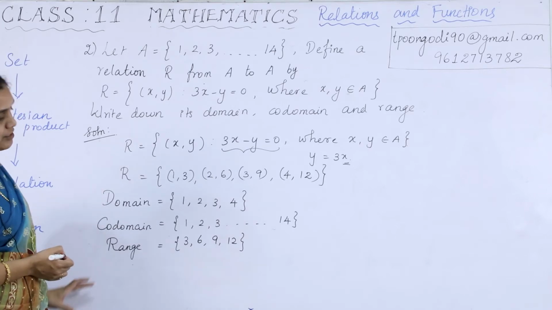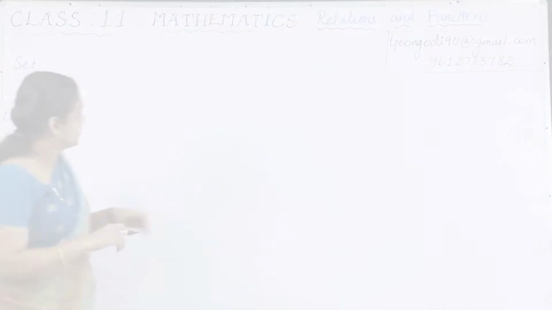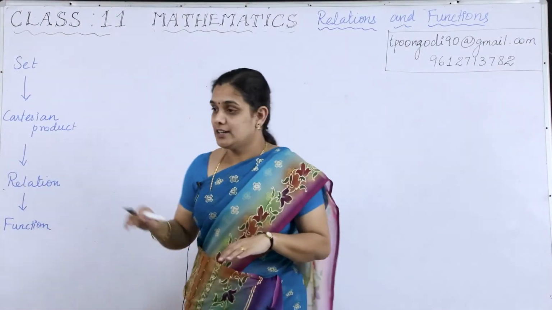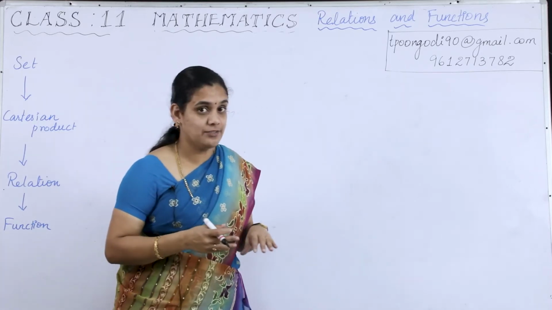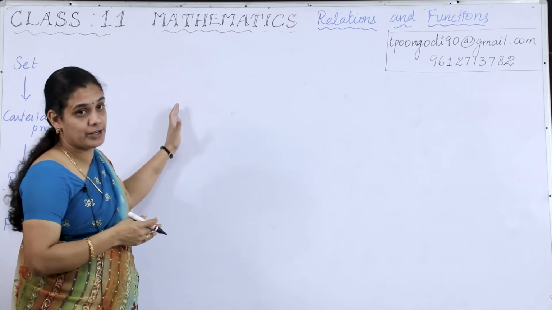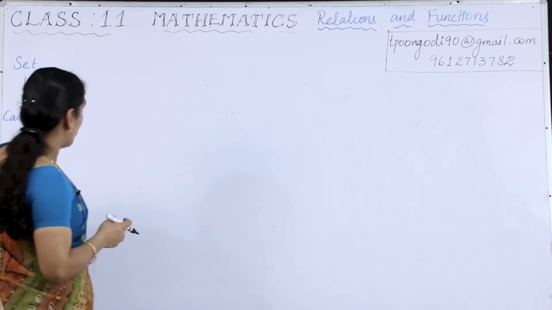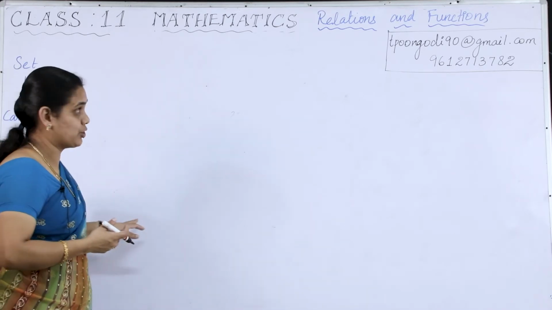So domain, codomain, range. If you find these, you will get 4 marks easily. I will move on to the next topic. The remaining exercise problems, if you learn the concept clearly, you can do by yourself. Since function is very important, more important than all of this, we will move on to function.